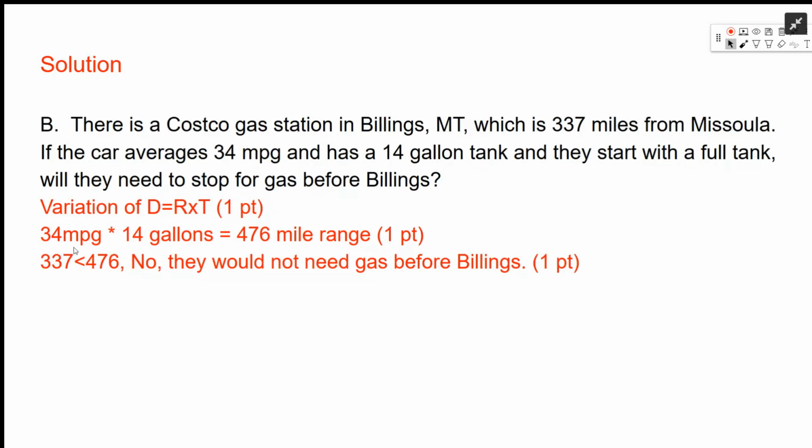So 34 miles per gallon times 14 gallons equals 476 mile range on a full tank. So 337 miles is less than 476 miles. So no, they would not need to stop for gas before Billings.